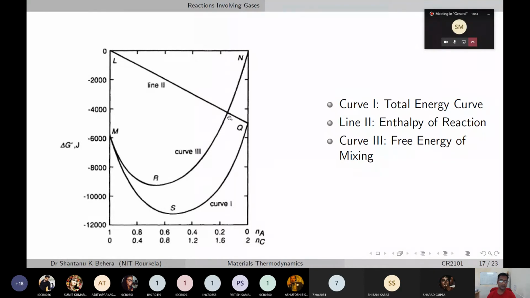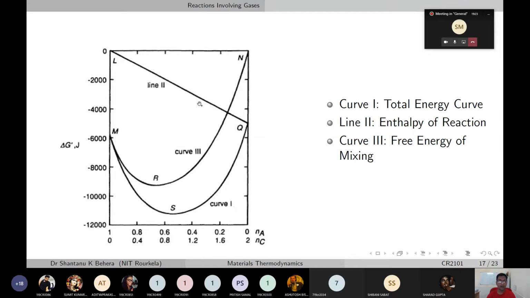And then you have curve 3, which is because of the free energy of mixing. What I showed in the last equation is that curve 1 is a combination of this curve as well as this curve. If you look at it, these two curves are added to give curve 1. Curve 1 is a summation of curve 3 and line 2.